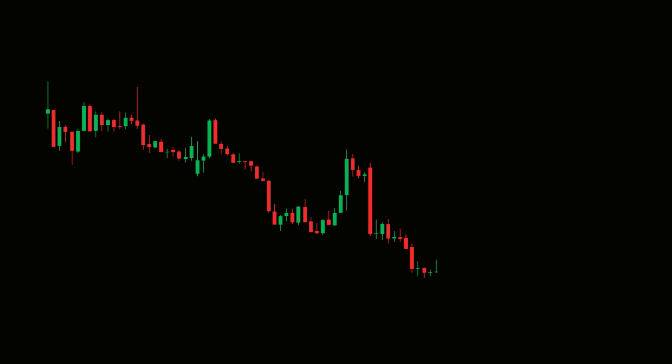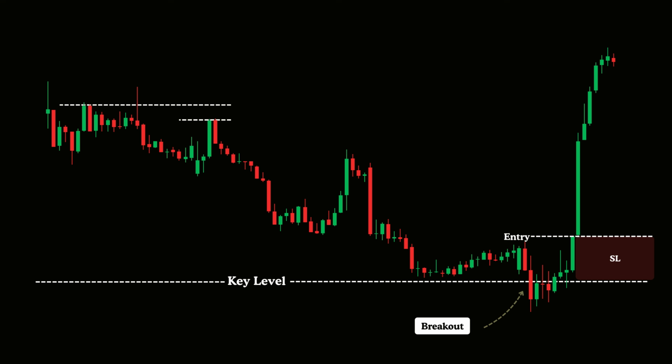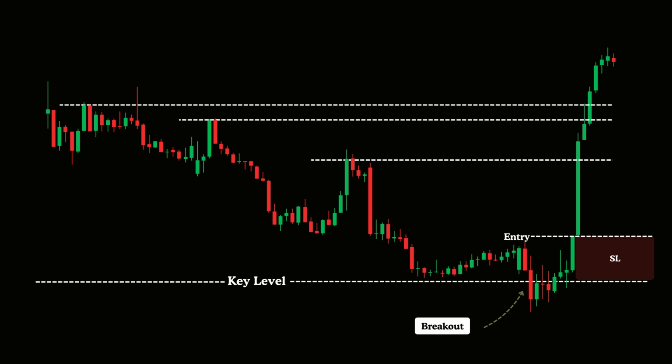When the price approaches a key level, attempts a breakout, and then reverses in the opposite direction, it creates a strong opportunity to enter a reversal trade with a small stop loss. This happens because when a large number of retail traders get trapped, it triggers panic in the market, leading to a powerful chain reaction and a sharp move in the same direction on the chart.